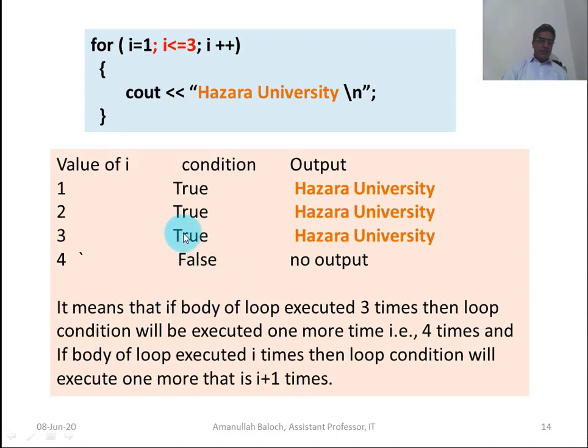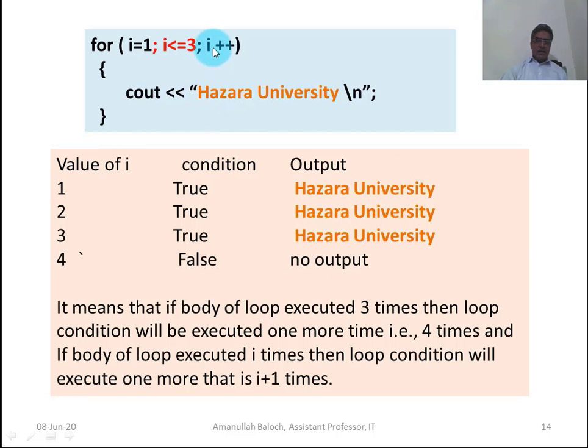Here, before going into the detail of the worst case analysis, we observe this line of code: for I is equal to 1, I less than or equal to 3, I plus plus, and the body of the loop is cout Hazara University \n. How will this execution work? For I is equal to 1, less than 3, yes, Hazara University will be displayed on the screen. So for I equal to 1, the condition is true and the output will be Hazara University.